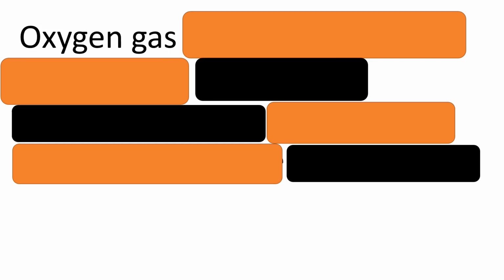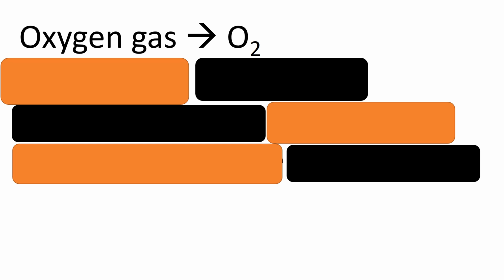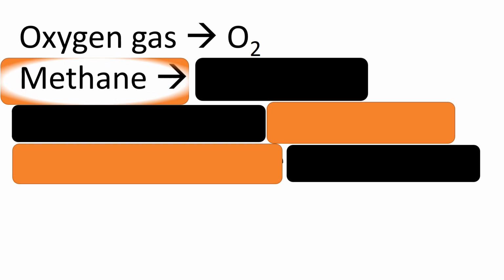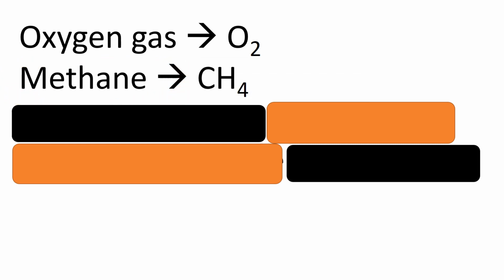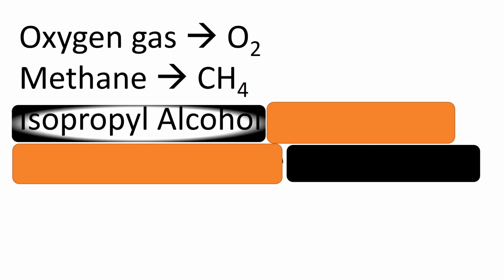Oxygen gas, its formula is O2, so you'd expect it to be held together by covalent bonds because oxygen is the same nonmetal bonded together. Methane is CH4, and you'd expect methane to be polar covalent because it's got two nonmetals that are bonded together.